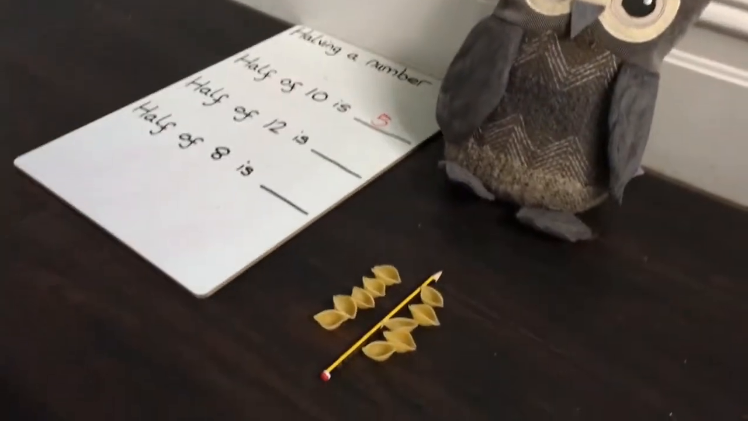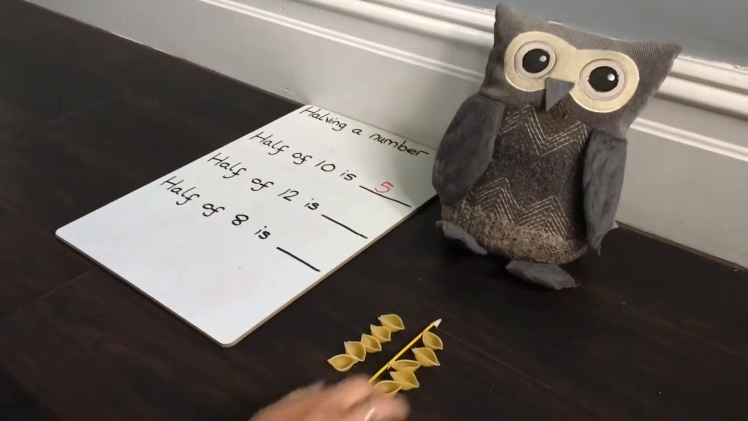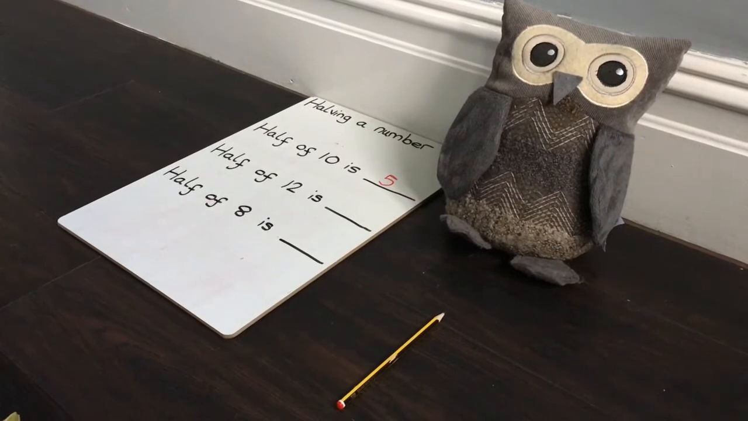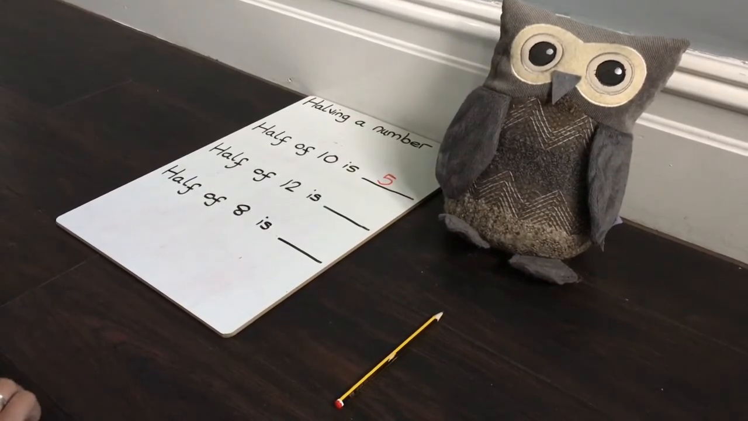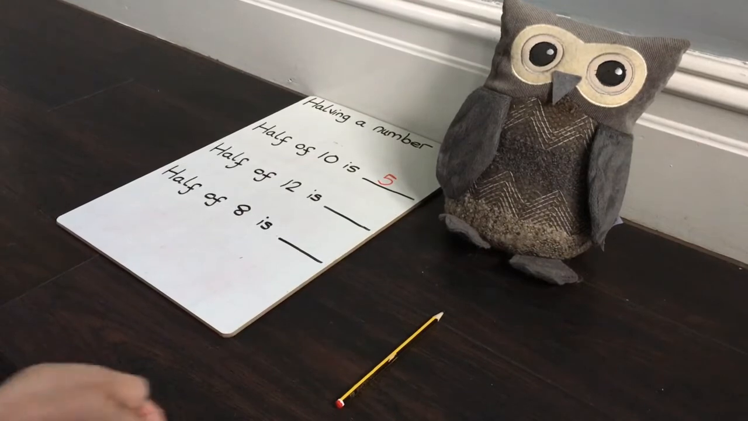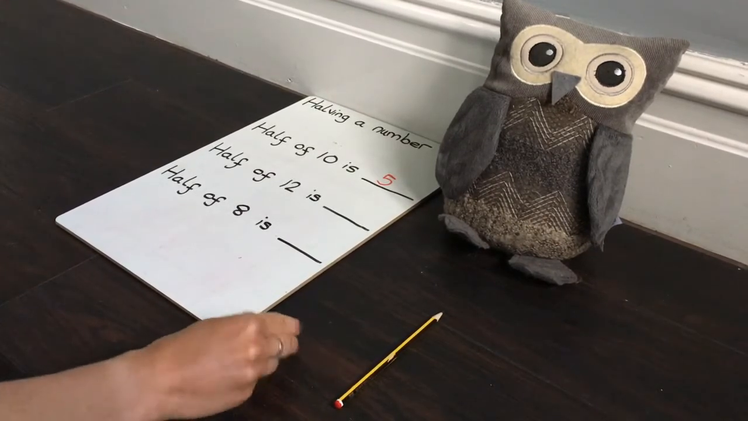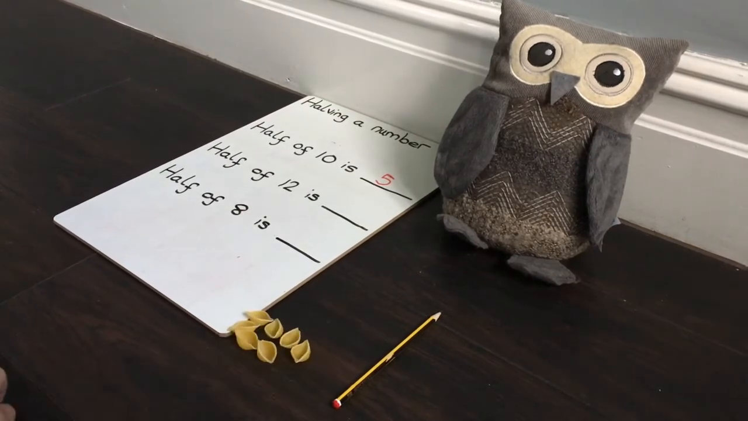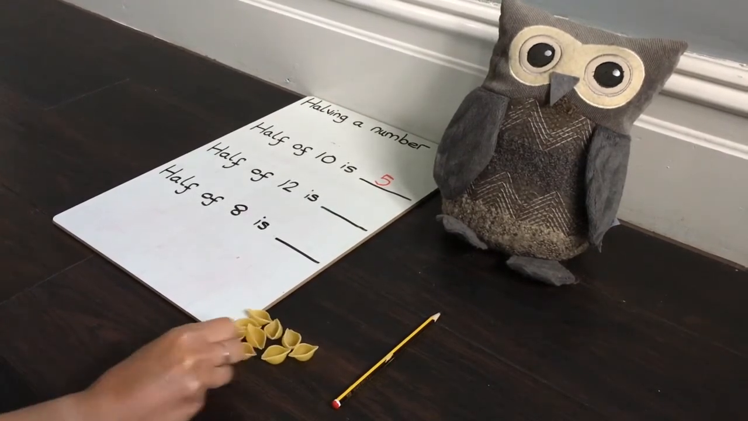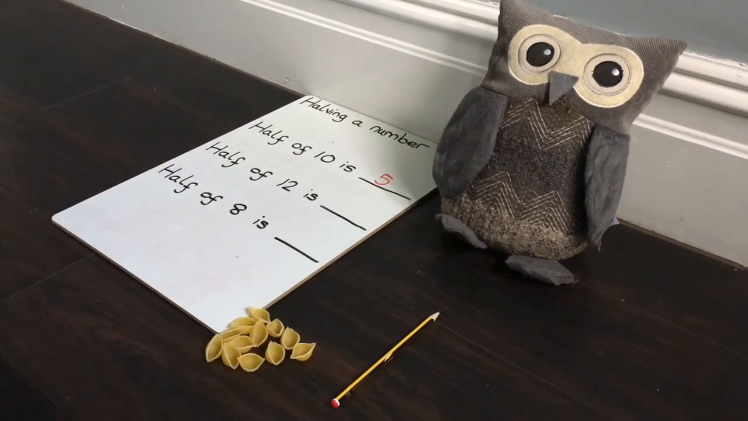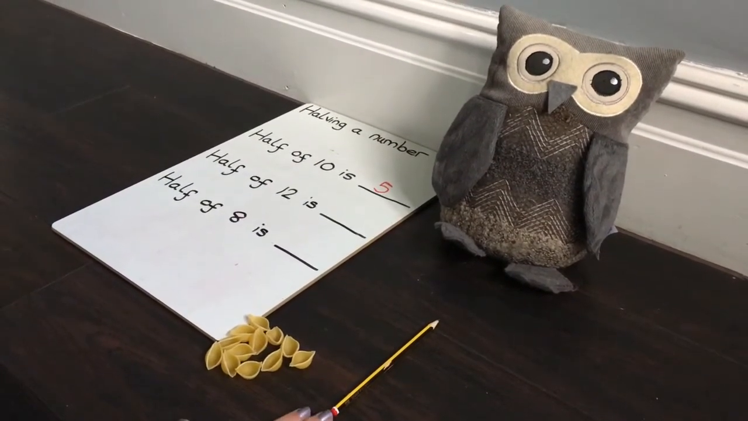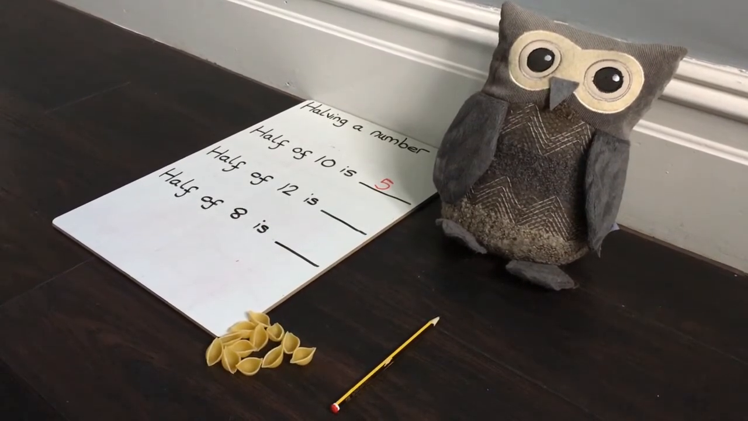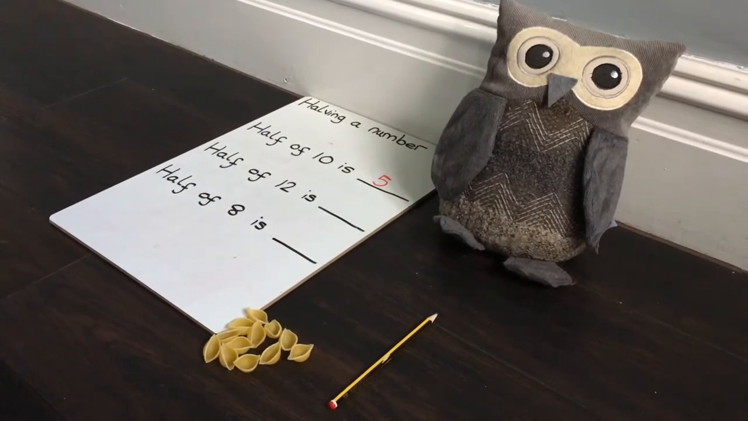Fantastic. Let's try another one together. We'll take back our pasta. And this time we're going to find half of 12. So let's start again and make sure that we have 12 pieces of pasta. 1, 2, 3, 4, 5, 6, 7, 8, 9, 10, 11 and 12. We have our pencil already ready as our step number 2. So step number 3, we are going to share equally the pasta onto both sides of our pencil.